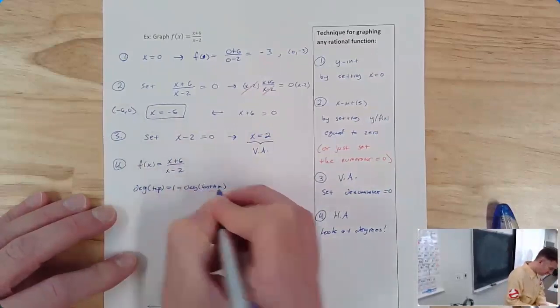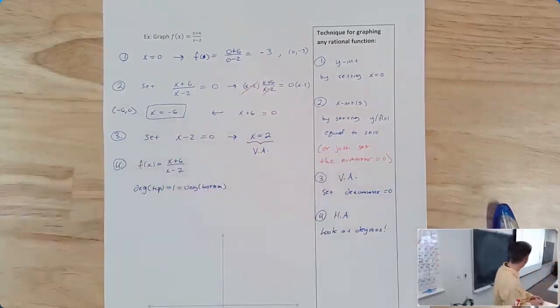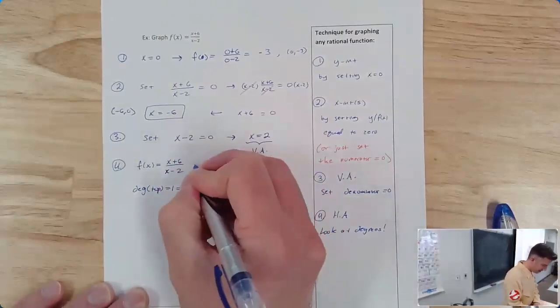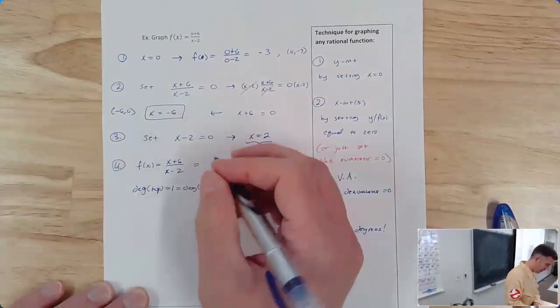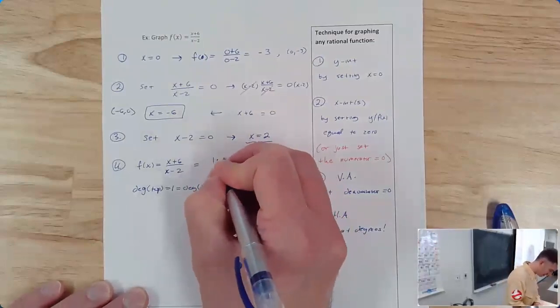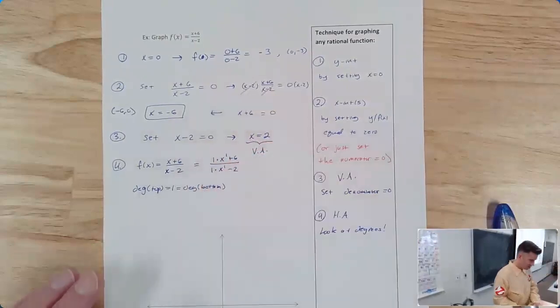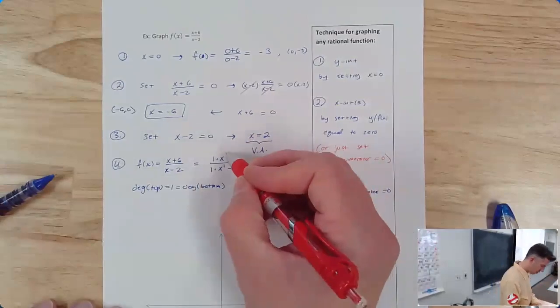After I have noticed that the degrees are the same, I'm going to look at the leading coefficients. Maybe this is not the best example because they're kind of the same as the degrees. So I'm going to write this out in a very annoying way: 1 times x to the first plus 6 over 1 times x to the first minus 2. You should never write it this way. It's super annoying. But what I want to point out is the degrees are the same, 1 and 1.